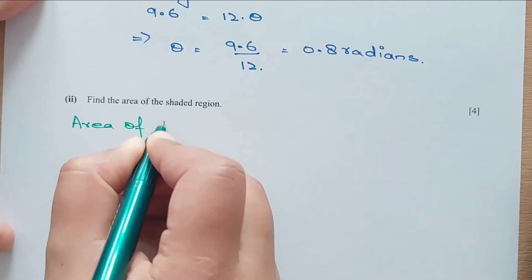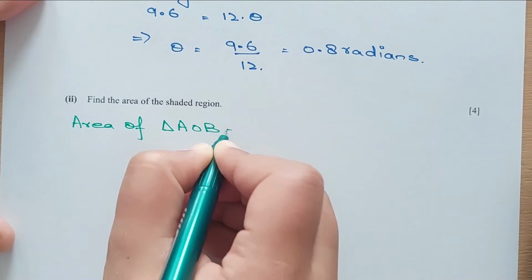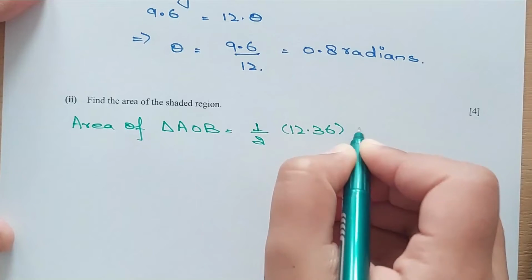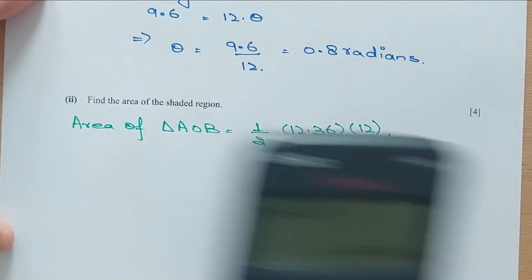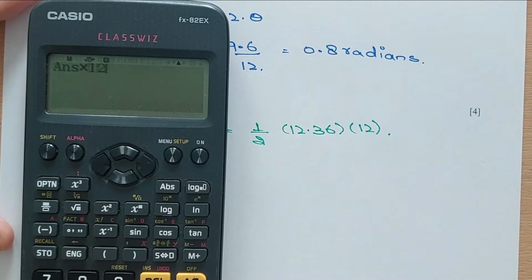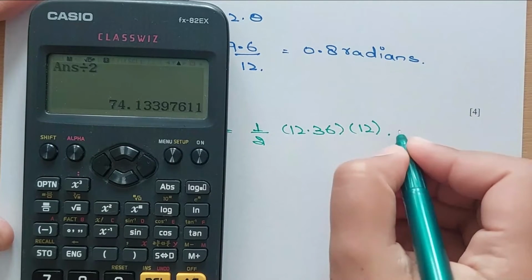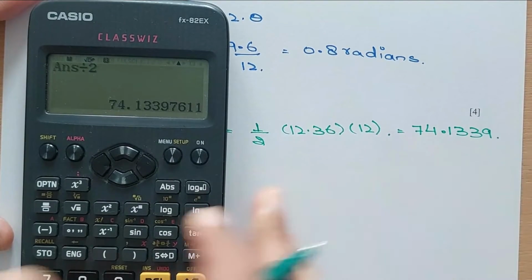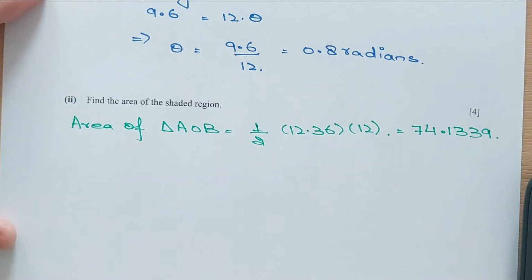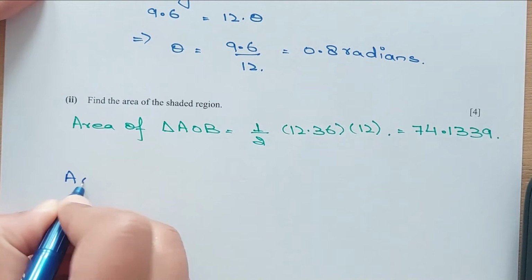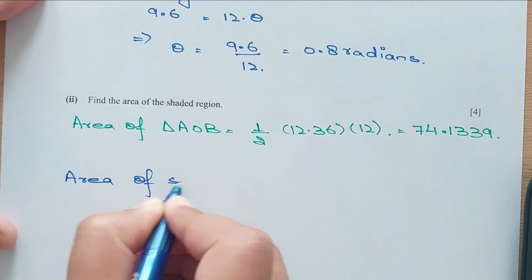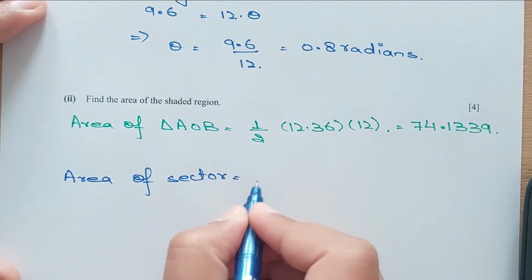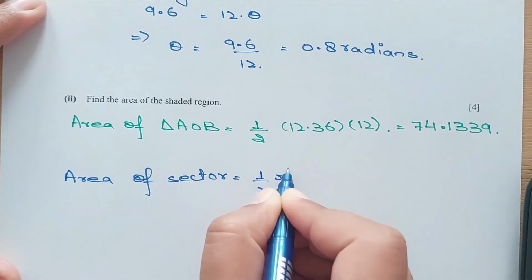Area of triangle AOB. This is half. We got the base, that is 12.3536, times height is 12, right? So this is multiplying by 12 divided by 2. This is equal to 74.1339, right? Now let me find the area of a sector, right? Area of sector of a circle. So its formula is half r square theta.